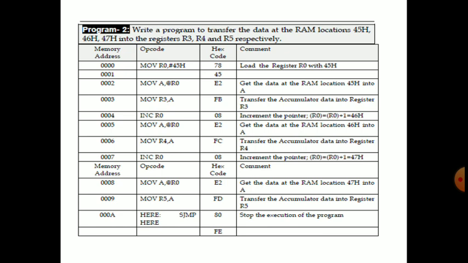Now see the opcode. Directly I am reading the opcode. So, MOV R0, #45H. You may get confused why he used #45H, or forget the first instruction. That is right, it's not wrong. But see the second instruction: MOV A, @R0.